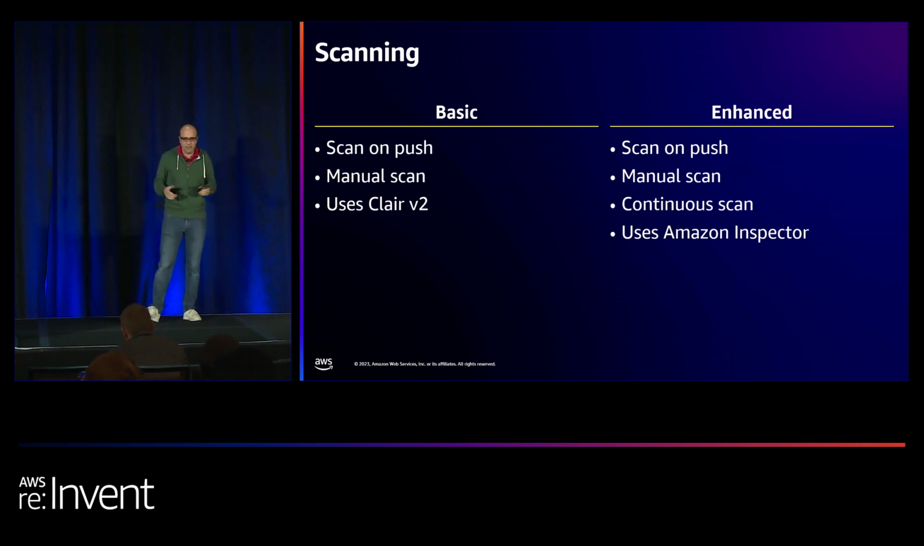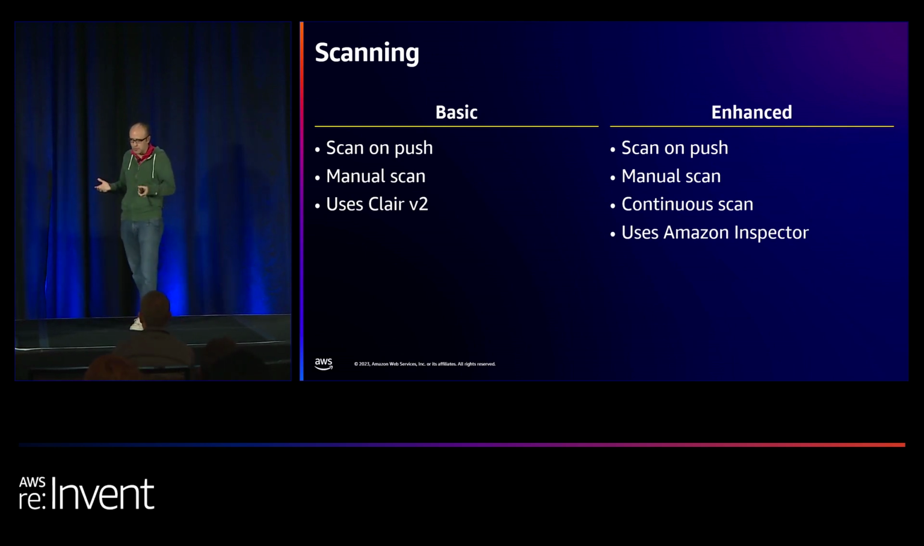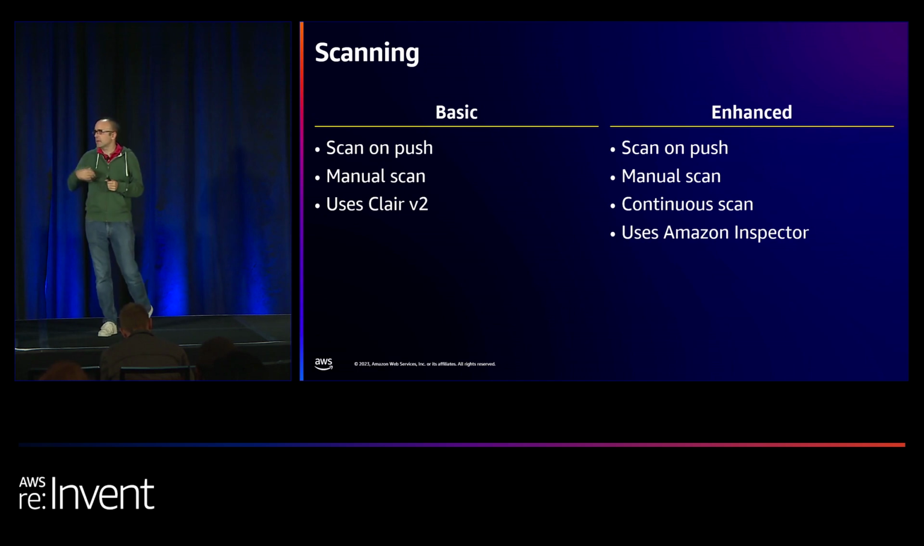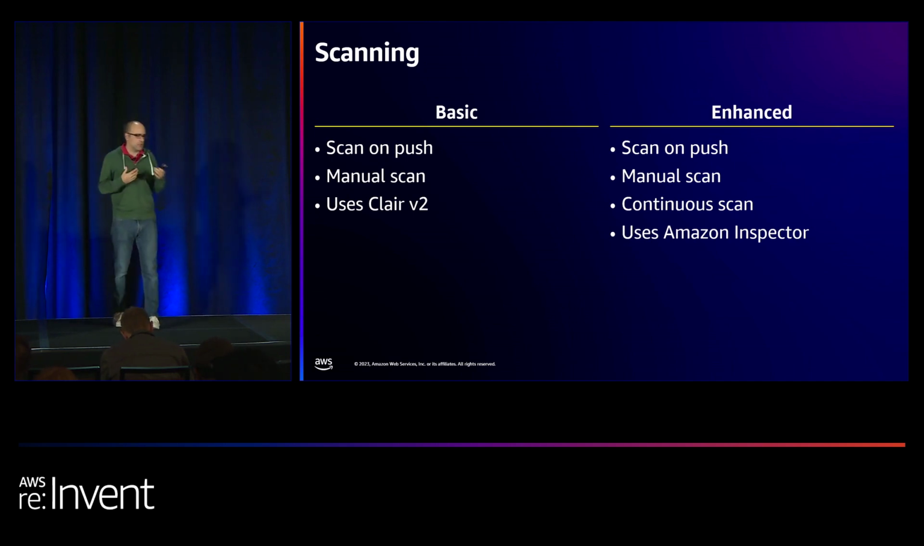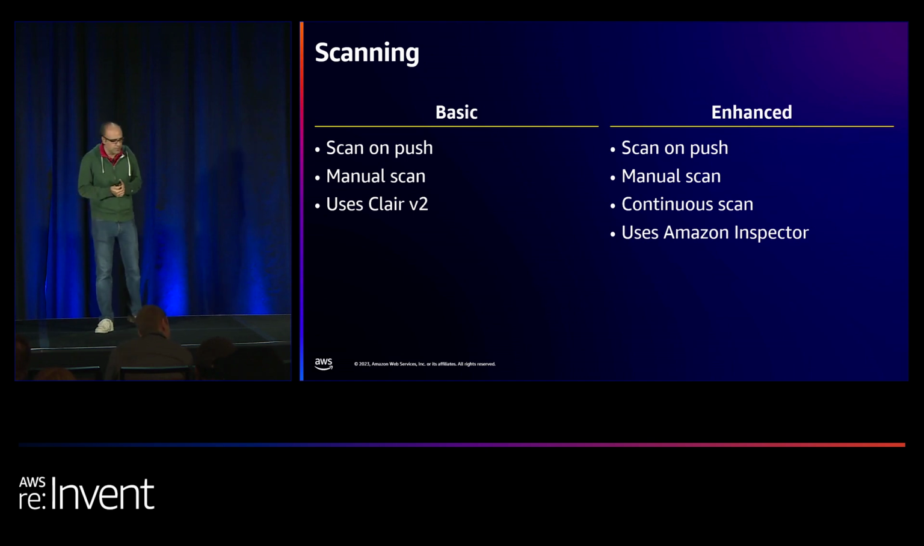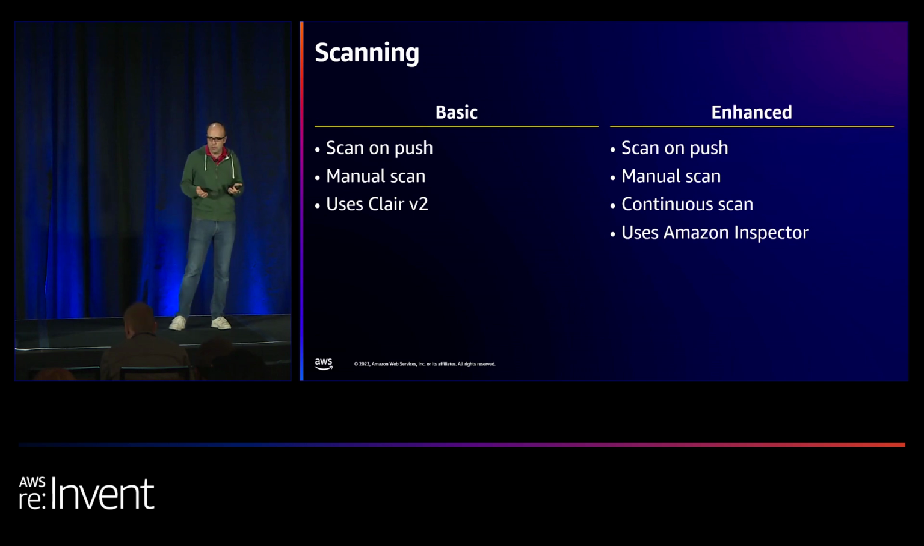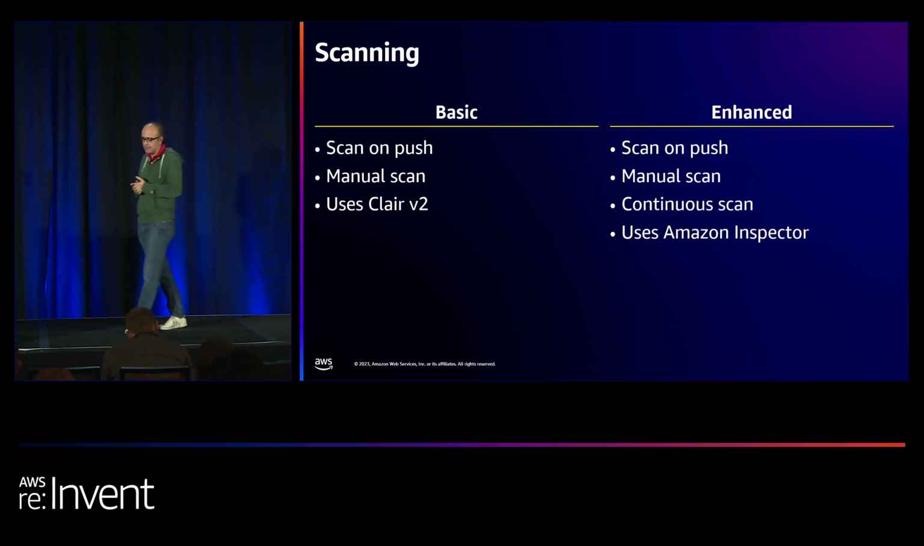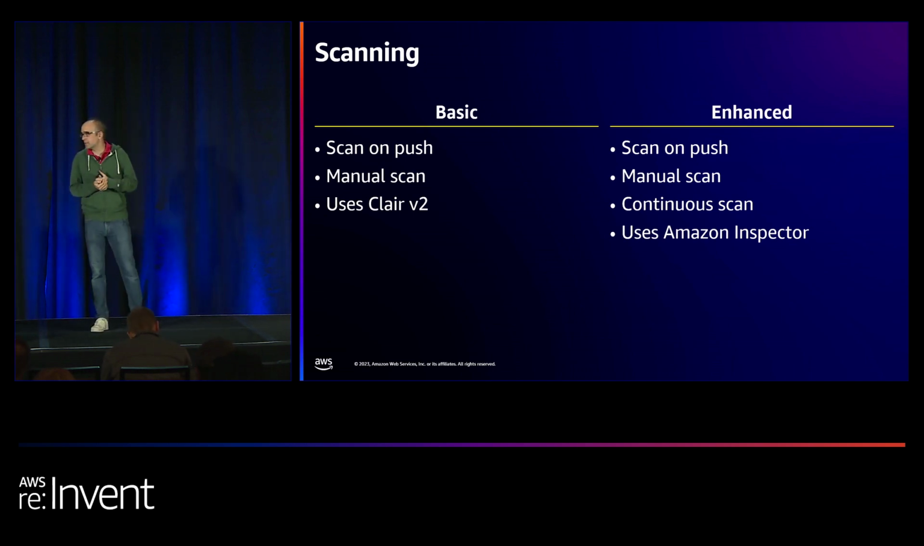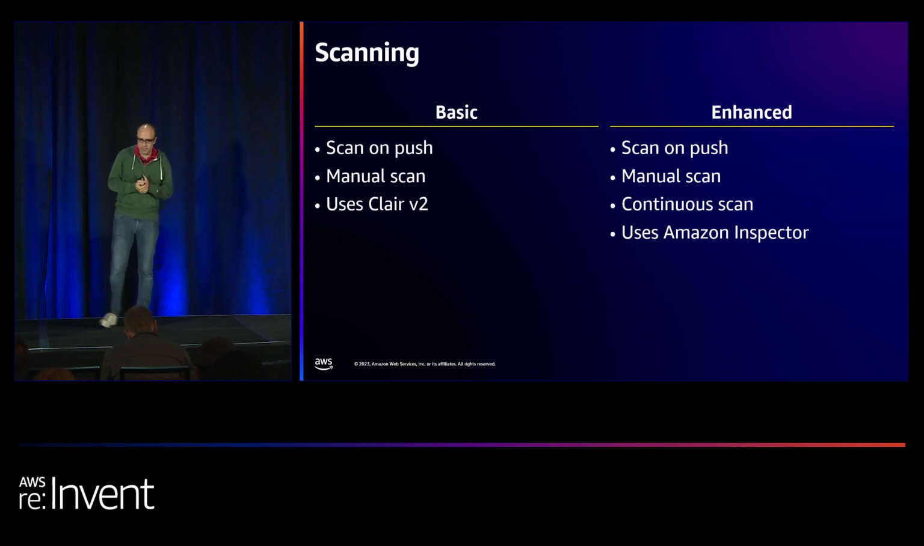They have many similarities. They both allow you to scan an image when it's pushed, which we'll talk about more in a minute. You can also trigger scans manually. Enhanced allows you to trigger continuous scanning, so you can maybe scan continuously the repositories that go to production, but not the ones that you're using for development. And they use different scanning engines. Basic uses Clair v2, which is an open source database that we maintain, and Enhanced uses Amazon Inspector, which is another AWS service. It has broader coverage, more sources, and is more complete.